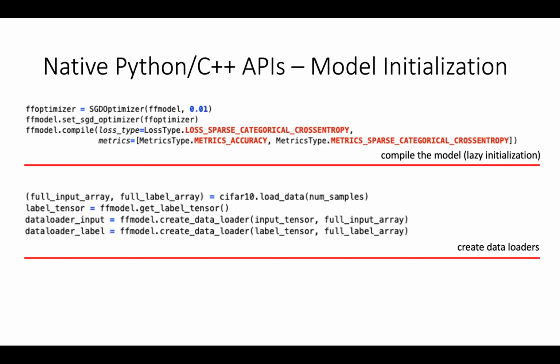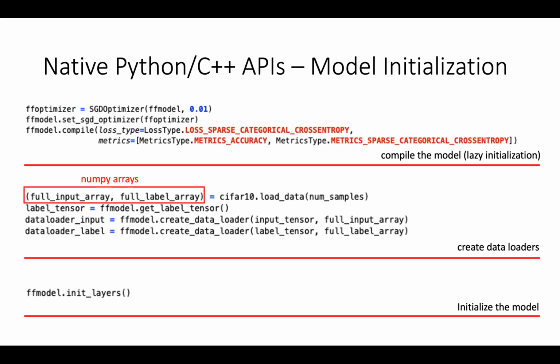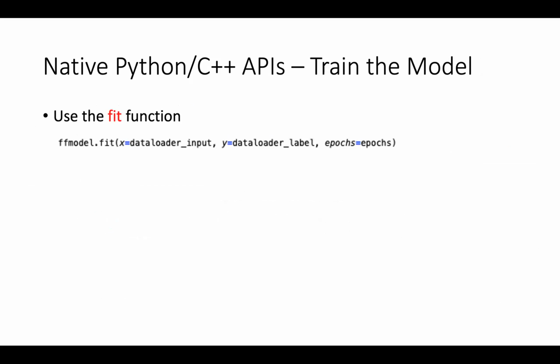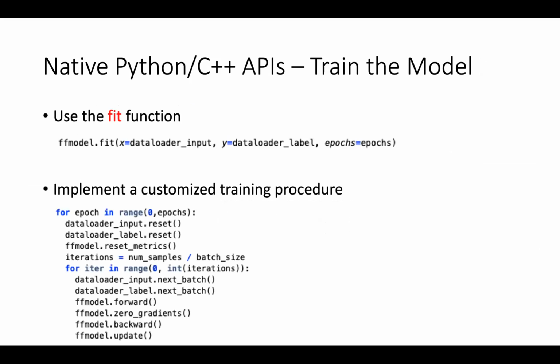The second step is to create data loaders. We take the NumPy array as the input of the data loader. Once the data loader is created, the next step is to initialize all the operators or layers of the model using the given data loader. After the model has been initialized, we can train the model. The easiest way is to use this fit function, which is similar to the fit function in Keras. Or people can implement a customized training procedure using the built-in functions of FlexFlow, such as forward, backward, and others.